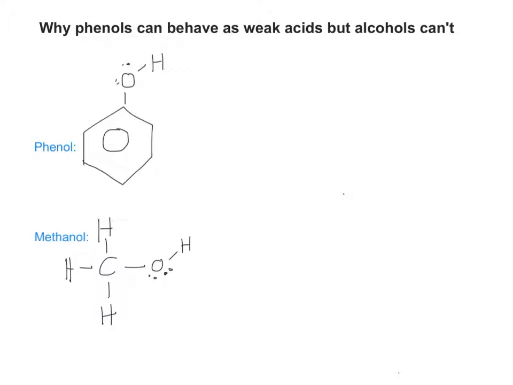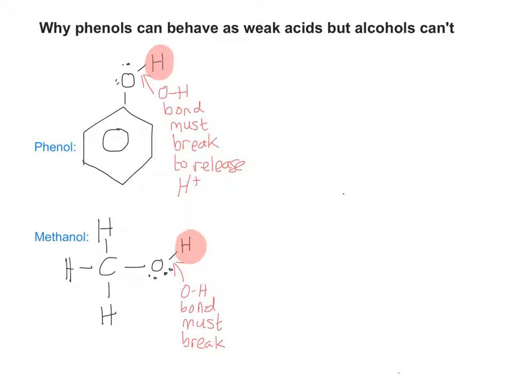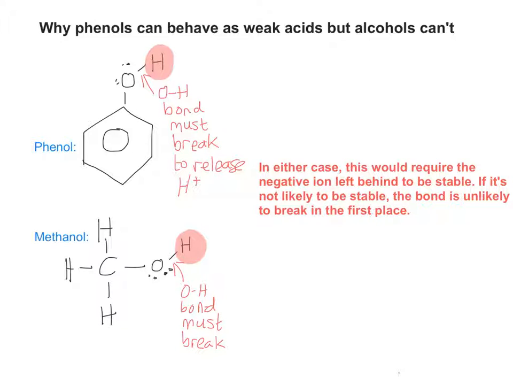Sometimes what you might get asked about is why phenols can behave as weak acids but alcohols cannot. So if we take phenol and compare it to methanol, for both of those compounds to behave as weak acids, what has to happen is that the proton has to be lost. So in order for the H plus to be released, the OH bond must break. For that to work, the negative ion that's left behind when the H plus goes would have to be stable enough to exist on its own. If that's not likely to be the case, then the hydrogen is not likely to be released because the bond is not likely to break in the first place.